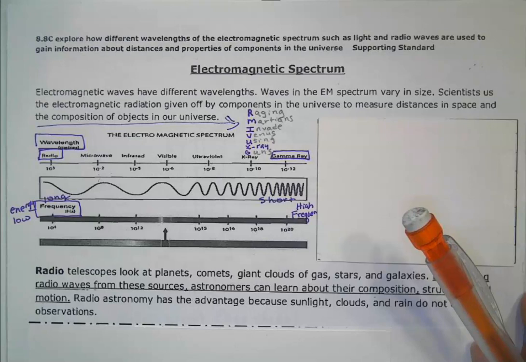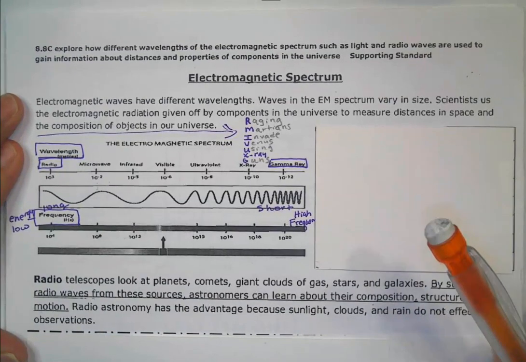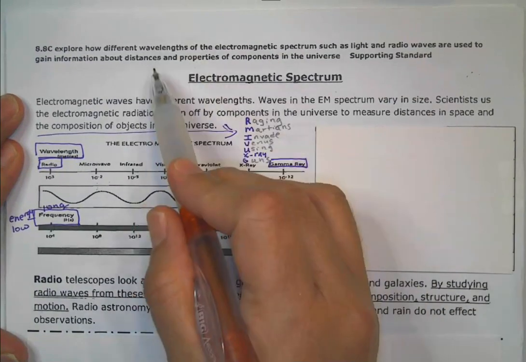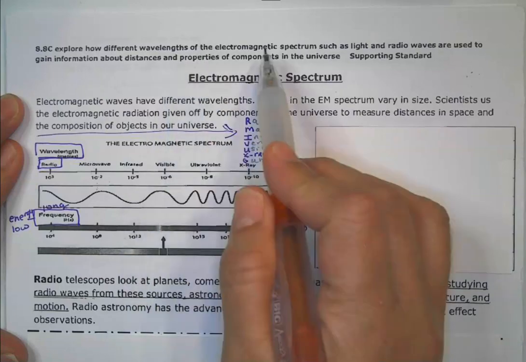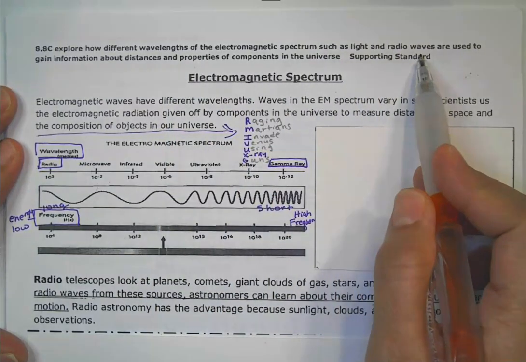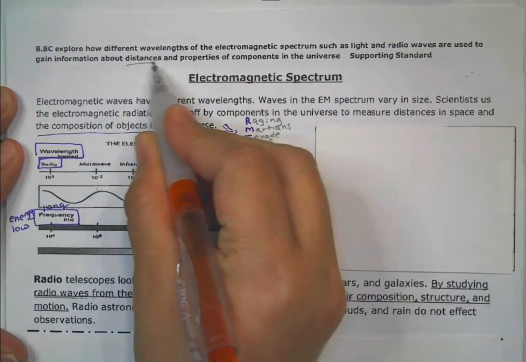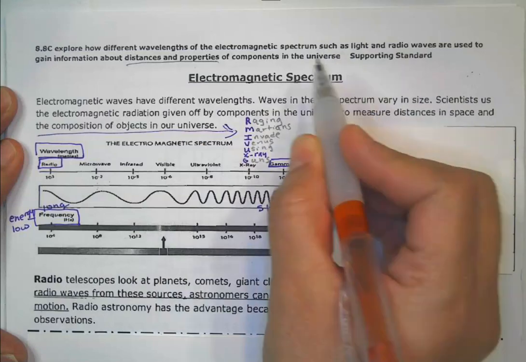So we're going to cover the electromagnetic spectrum. Up here it says 8.8c: explore how different wavelengths of the electromagnetic spectrum, such as light and radio waves, are used to gain information about distances and properties of components of the universe.